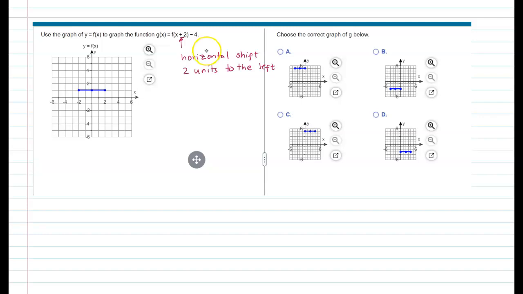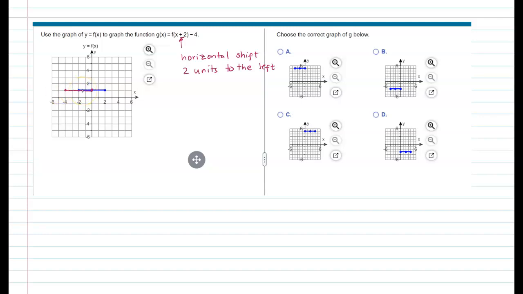So if you're going to start with your f of x, you're going to move this 2 units to the left. So this point here will go 2 units to the left. So it will go here. And this point here will go here. So this is the new curve. When you apply that x plus 2 will be this line here.